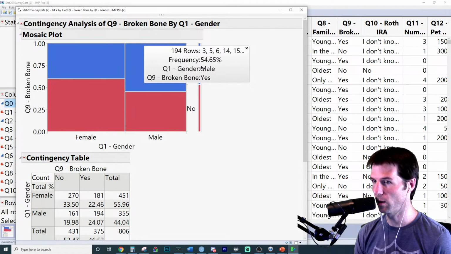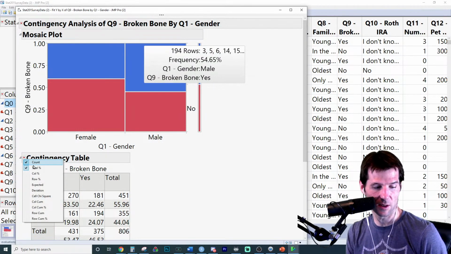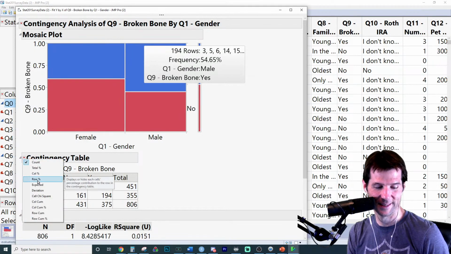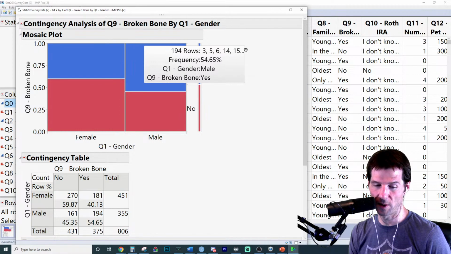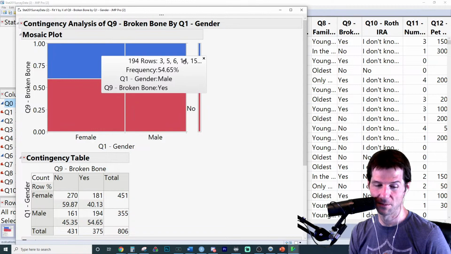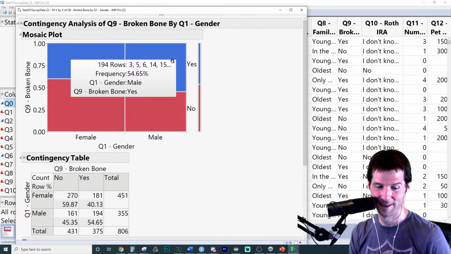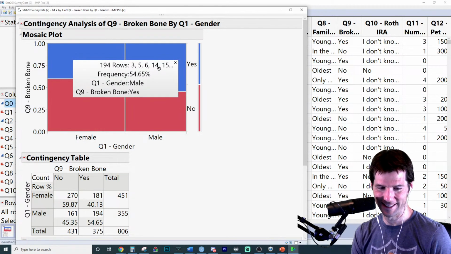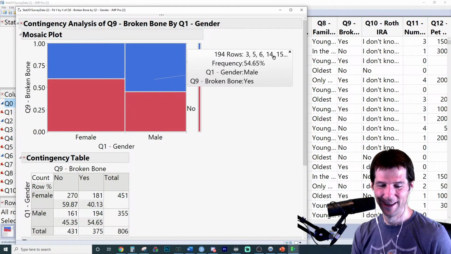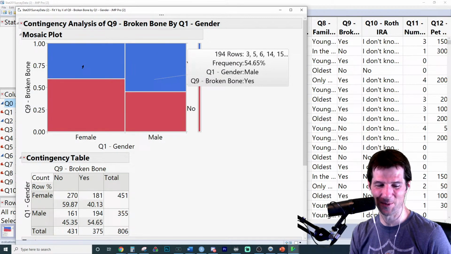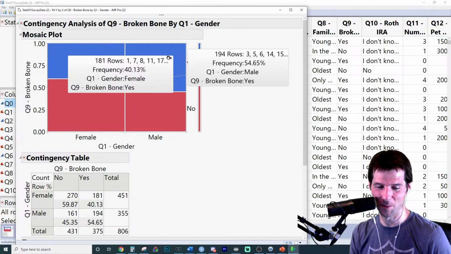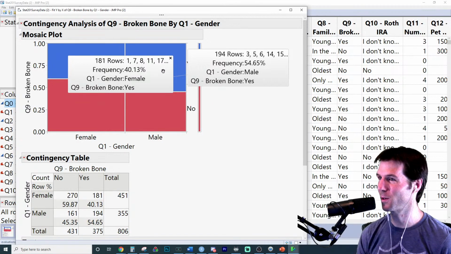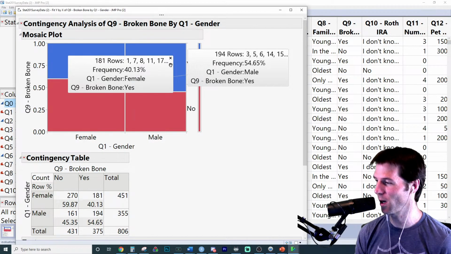54.65% of males have broken a bone. And I think we want the row percentages, actually. I'm doing it by memory right now. 54.65% of males have broken a bone, as opposed to 40.13% of females have broken a bone. Watch out if your graphic were to get a little bit cluttered like mine. You probably wouldn't want these directly over your graphics.